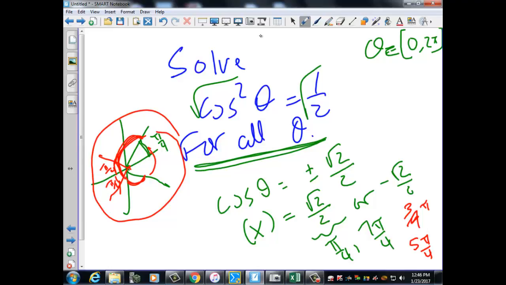So what I would say is the answer for this problem is pi over 4 plus k pi over 2. Now, why do I say k? K represents all the times that you can go around and around the circle. Any questions? So that would be the answer, how you write it out.